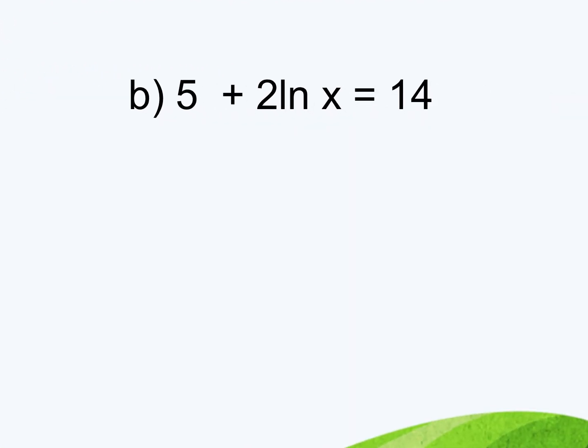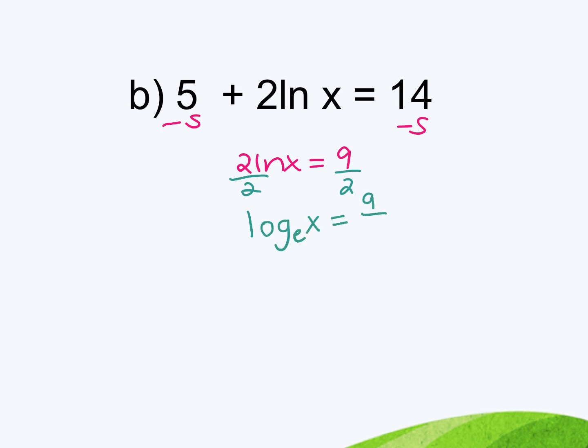Go to B. How many logs are there? 1. So what do we do? Subtract 5. Good. We're going to isolate it. So subtract the 5 from both sides. 2 ln of x equals 9. Then divide by 2. And I get, what is ln? Log e of x. Good. Log base e of x equals 9 over 2.